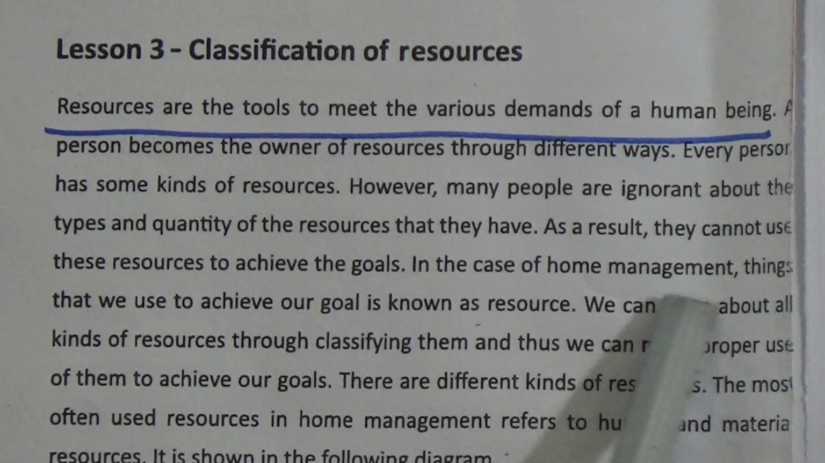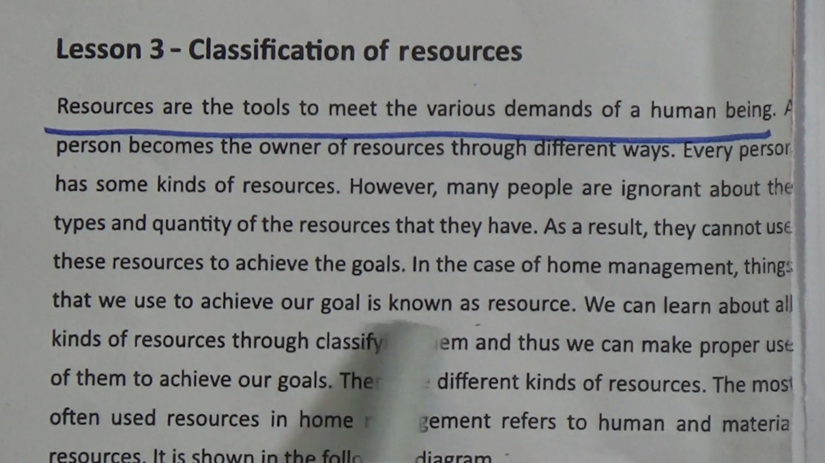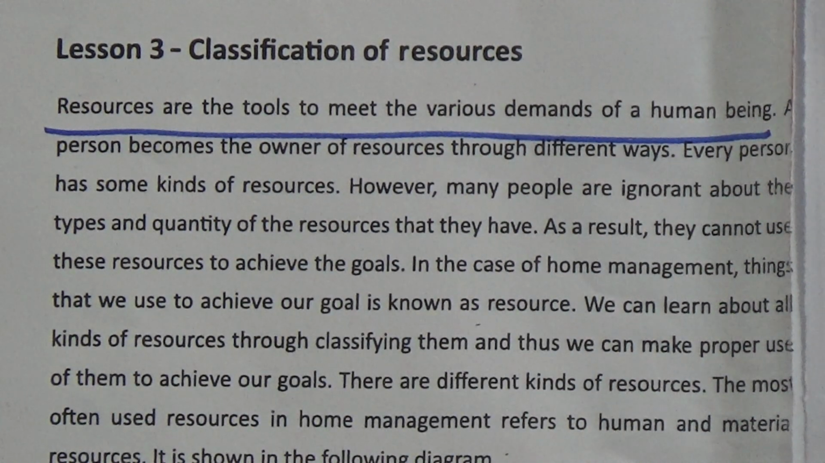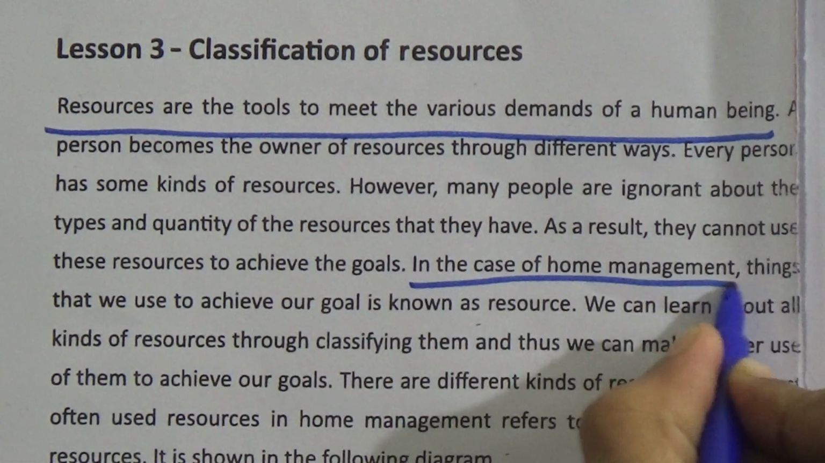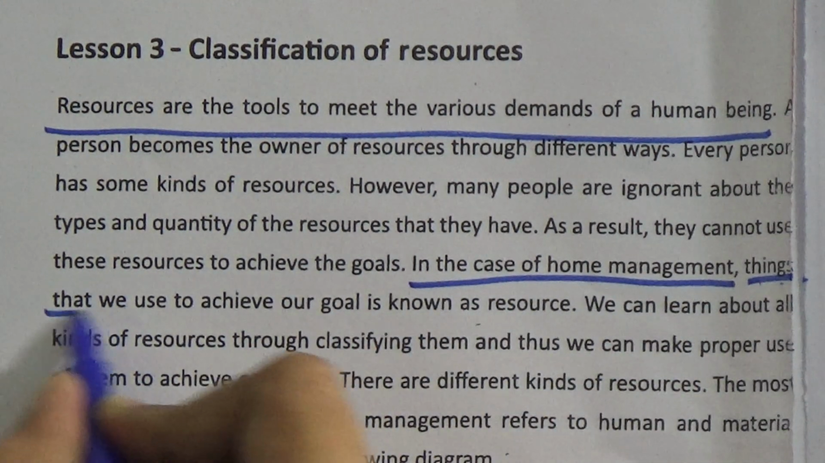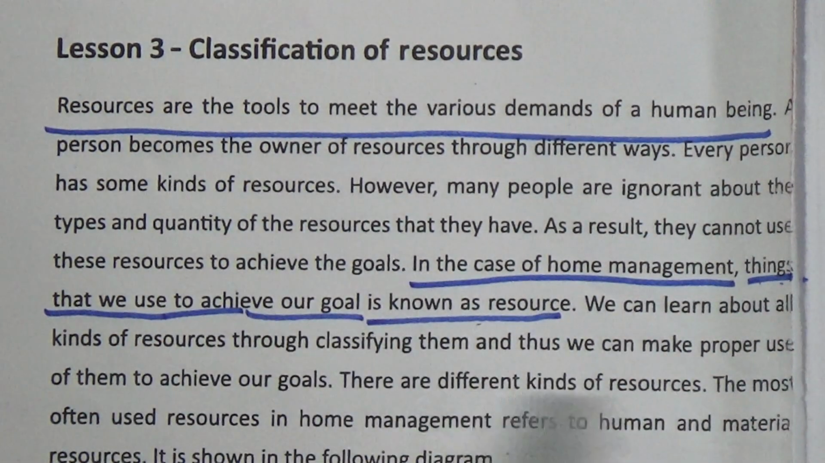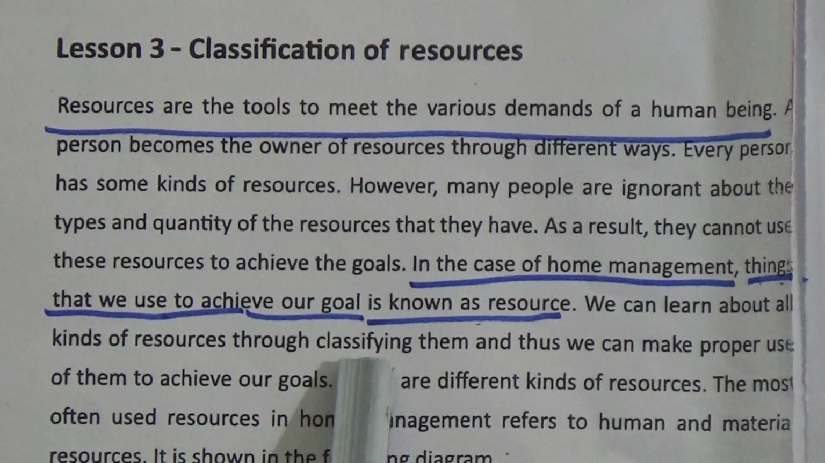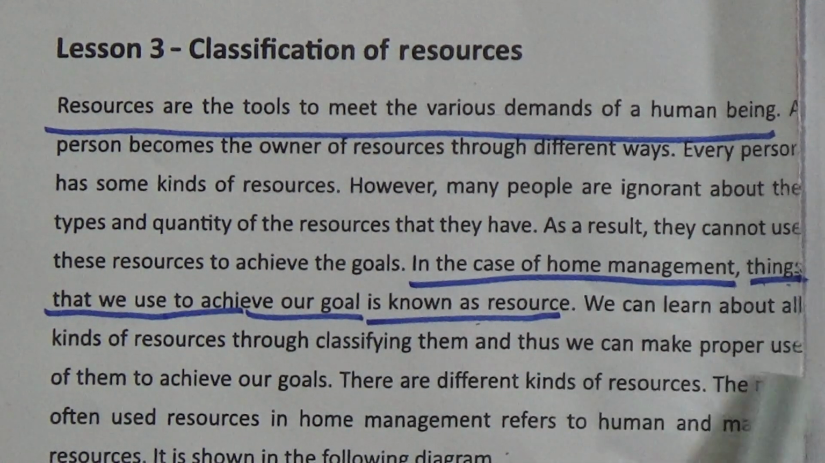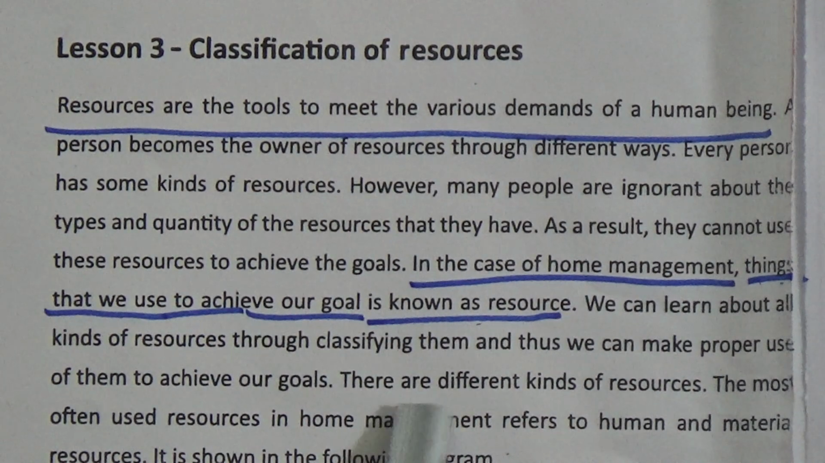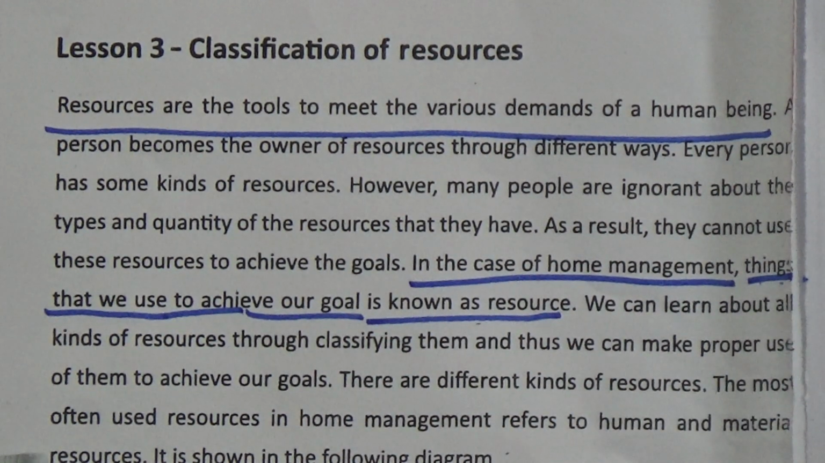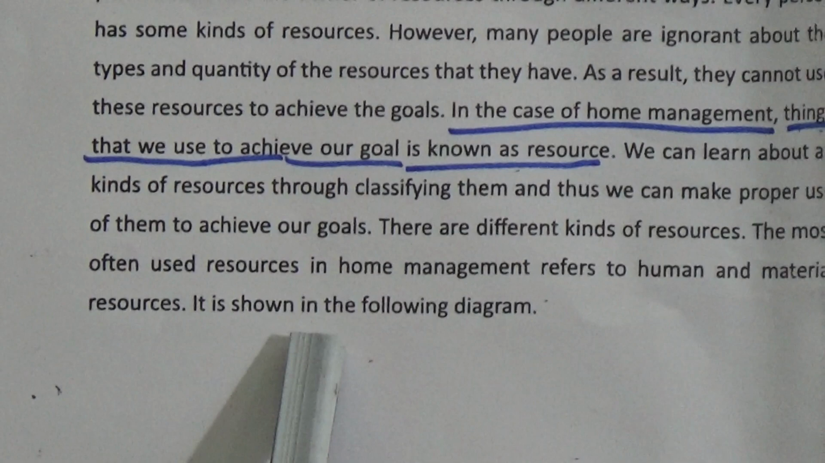In the case of home management, things that we use to achieve our goals are known as resources. So, what is a resource? In the case of home management, we can say that the tools that we use to achieve our goals are known as resources. We can learn about all kinds of resources, classify them, and thus we can make proper use of them to achieve our goals. There are different kinds of resources. The most often used resources in home management are human and material resources. It is shown in the following diagram.